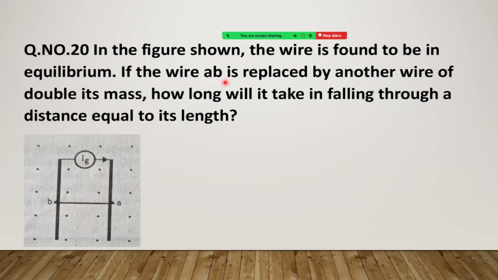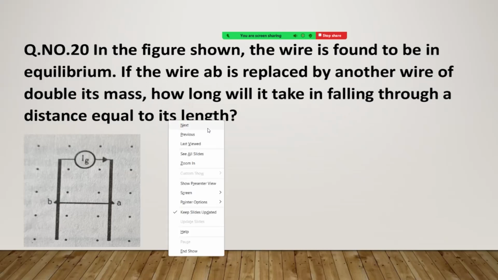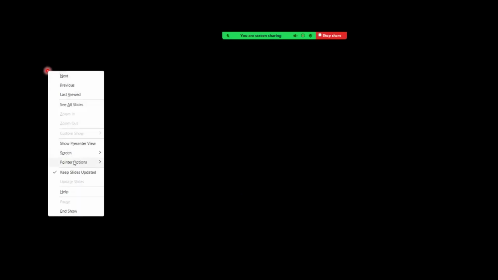If the wire AB is replaced by another wire of double its mass, how long will it take in falling through a distance equal to its length? Right. See, first of all, the given condition. First condition given is that the wire was in equilibrium.